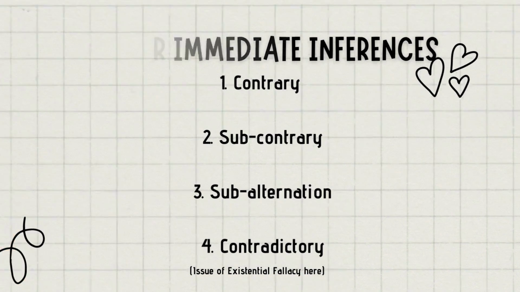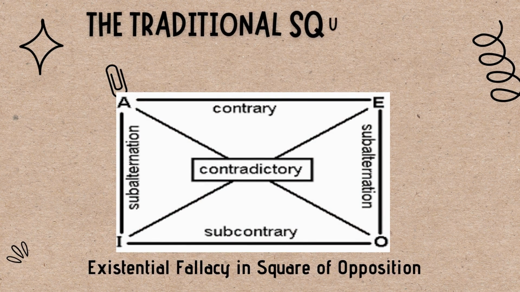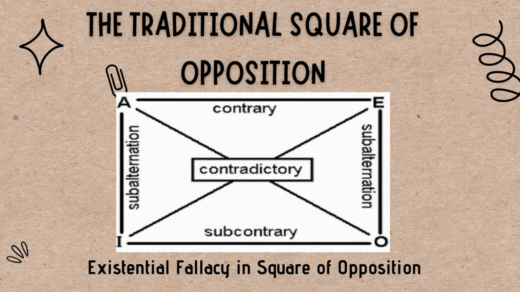If you see the diagram, AO and EI belong to the contradictory pairs, whereas AE is the contrary pair. And if you see IO, it is the sub-contrary pair. And AI and EO both belong to the subalternate pair.